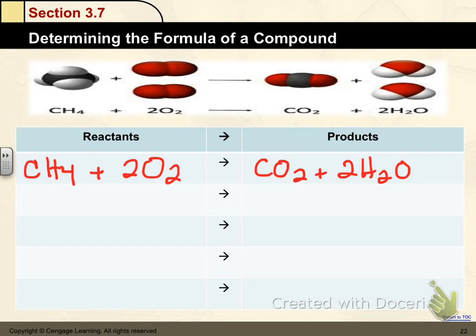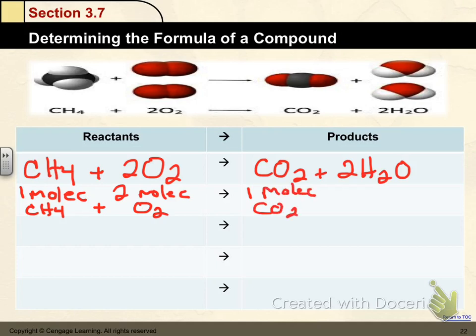We also know that this reaction occurs only if one molecule of CH4 combines with two molecules of O2, and that will give us every single time one molecule of CO2 and two molecules of H2O. Right? But we know that we never really deal with just a single molecule of methane or two molecules of oxygen. It's always bigger than that.